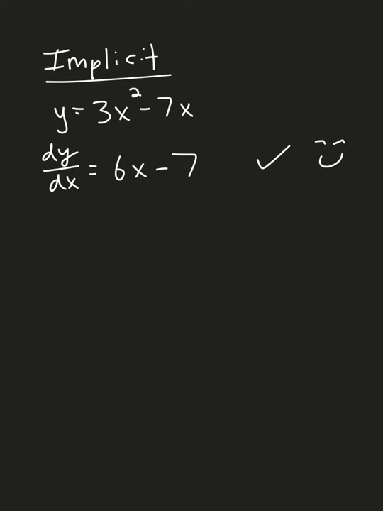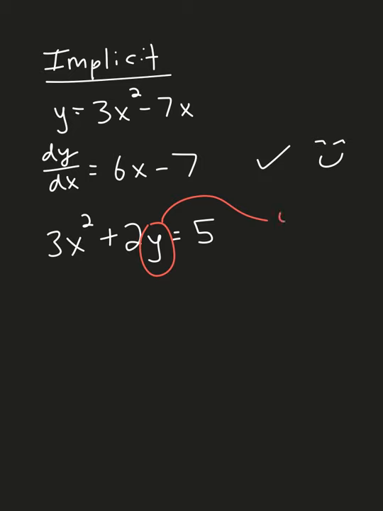These aren't too bad. But what happens if I write an equation like 3x squared plus 2y equals 5? I could get the y by itself, but let's just say I wanted to find the derivative directly. Now we have an issue because we have that y. And remember that y is really the same thing as f of x, so that y is a function of x. It could be any function. So let me just write it as f of x, because I think it makes it a lot easier to see why implicit works the way that it does.